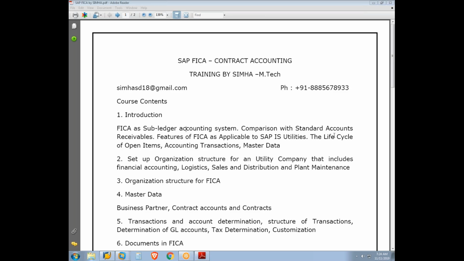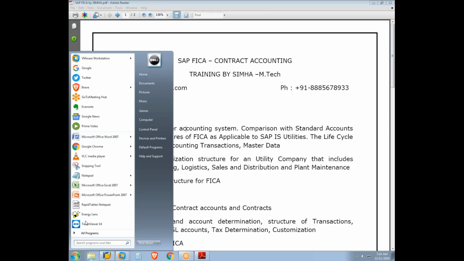Basically, you need to understand SAP FICA as a sub-ledger accounting system. What exactly is a sub-ledger accounting system, and why are we using FICA in SAP ISU compared to standard account receivable, because standard account receivable is also a sub-ledger accounting system? But why in case of SAP ISU are we using FICA? So that I will try to explain to you.